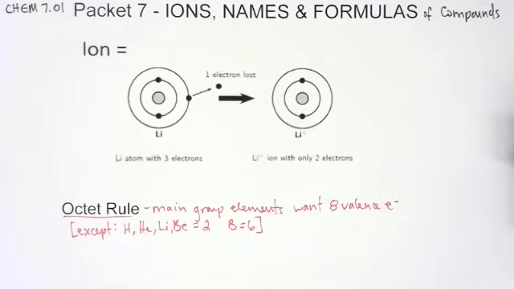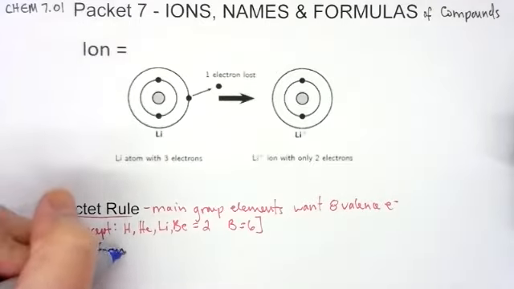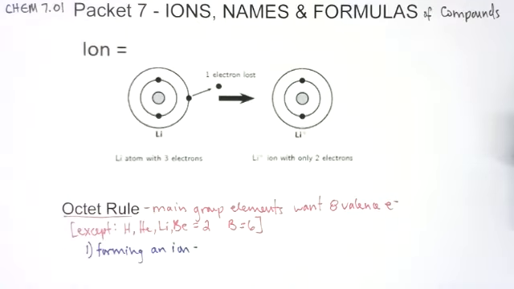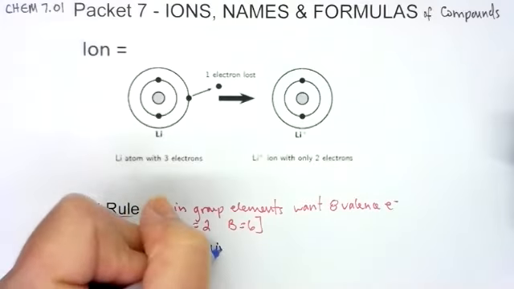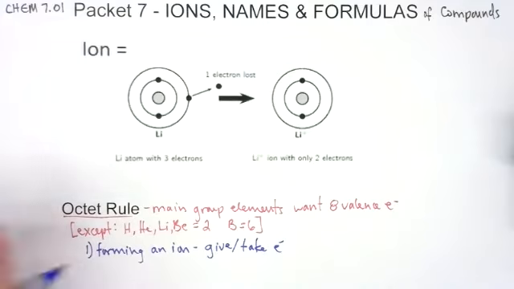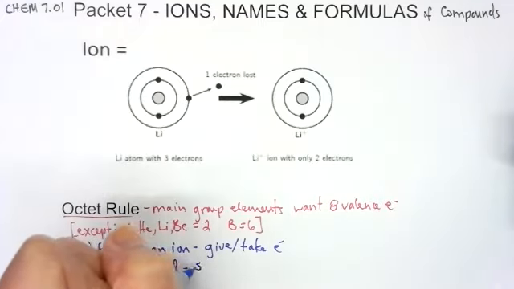So they can do that 2 ways. The way they can get these 8 valence electrons, one is forming an ion, where they give or take an electron. Or they can covalently bond, and if they covalently bond, they share electrons.